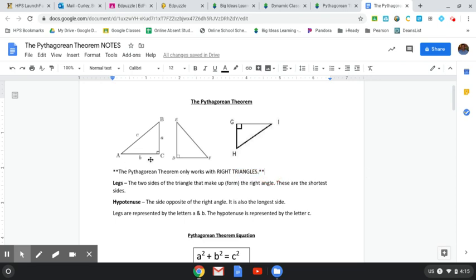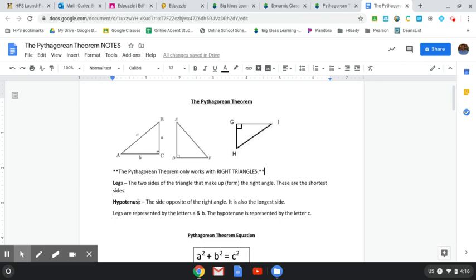There are a few pieces of the triangles that have particular names. The legs, which are the two sides of the triangle that make up the right angle. So if you want to look at this one right here, side BC and side AC are the two sides that make the right triangle right here. Okay, so those are also the shortest sides.